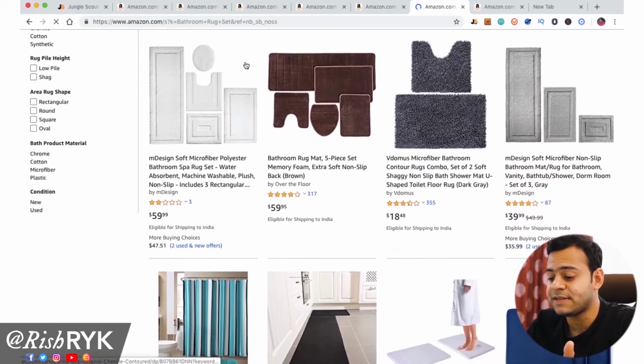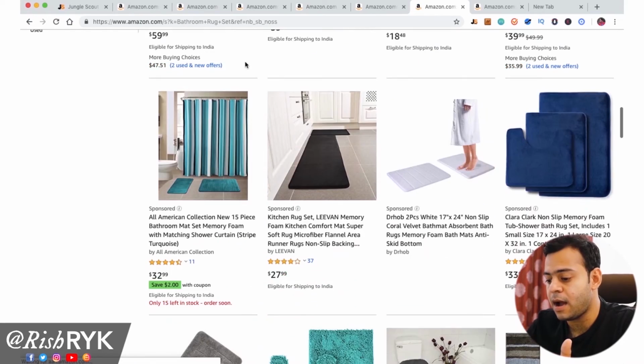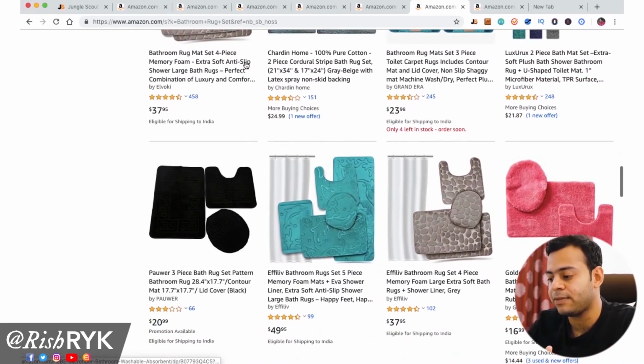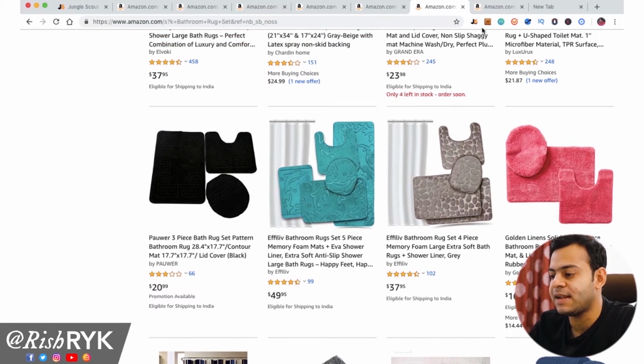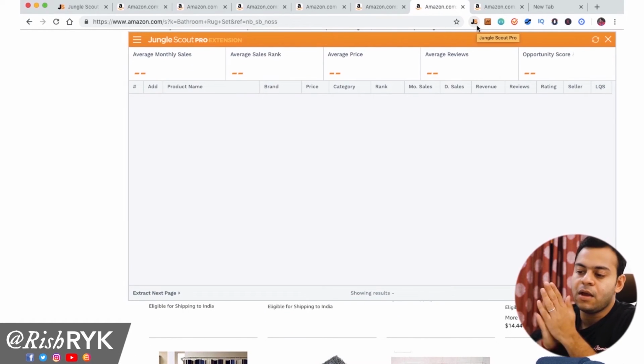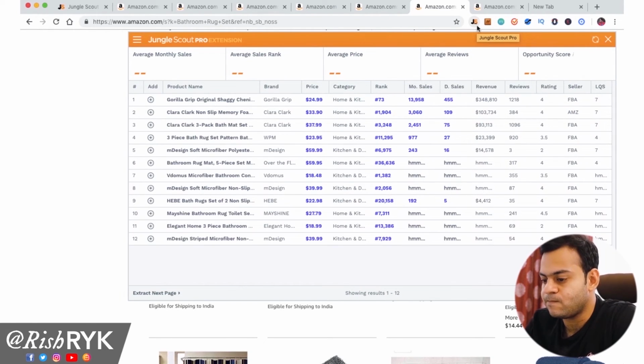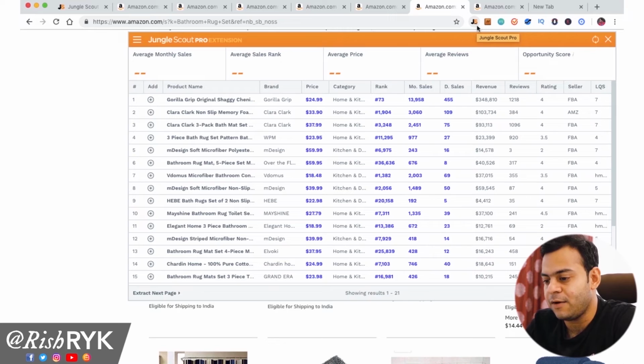Alright, so as you can see, the listings that come after we hit search are more or less similar, and they're all trying to sell a bathroom rug set. So let's just hit JungleScout and see what pops up. Alright. The price seems to be pretty high for this product. Okay, that is interesting. That actually interests me.